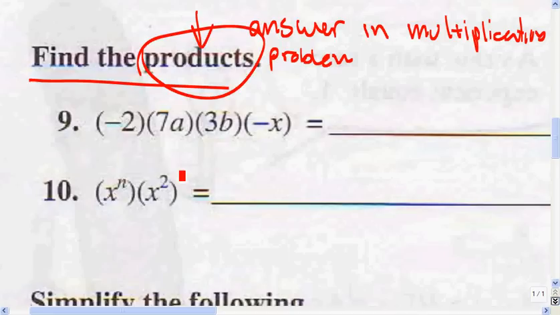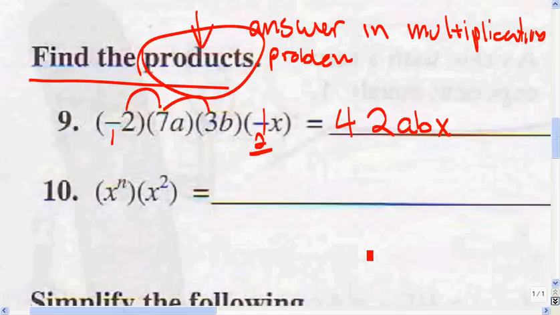All we're going to do is figure out what our sign is. We have 2 negatives, an even number of negatives, so our answer is positive. Now we're going to do our numbers. 2 times 7 is 14. 14 times 3 is 42. And our answer is positive, and 42 times 1 is 42. Then we figure out what our variables are. They're a, b, and x. It's positive 42abx.